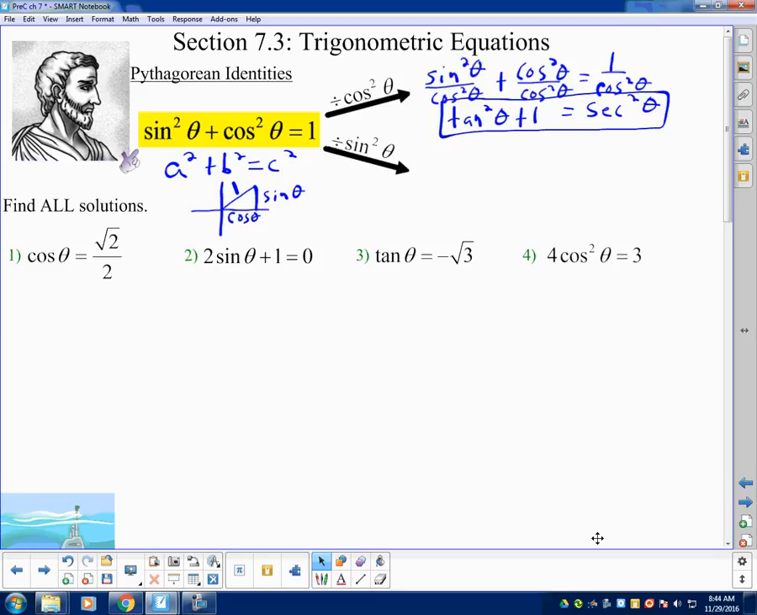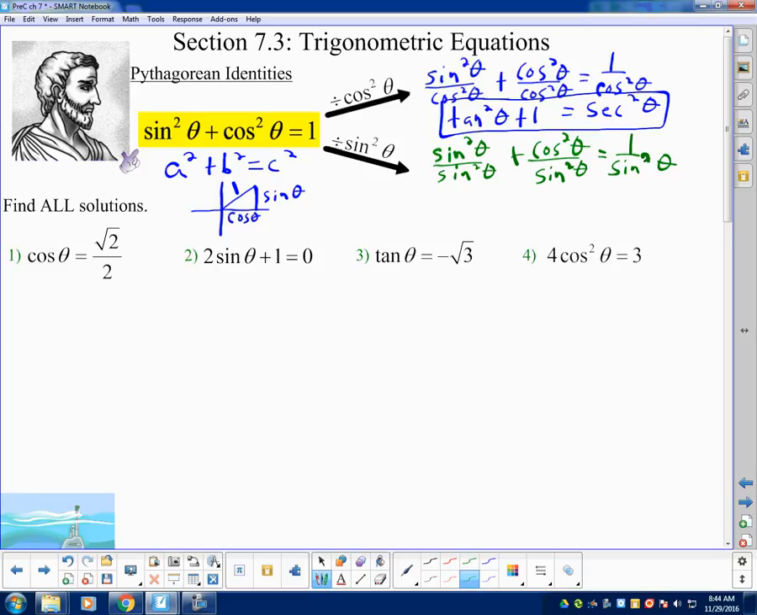The other Pythagorean identity I can create by dividing each term by sine squared. So let's go ahead and do that next. So if I take sine squared of theta and divide by sine squared of theta plus cosine squared of theta divided by sine squared of theta equals 1 divided by sine squared of theta. I get sine squared over sine squared is 1. Cosine squared over sine squared is cotangent squared of theta. And 1 over sine squared of theta is cosecant squared of theta.